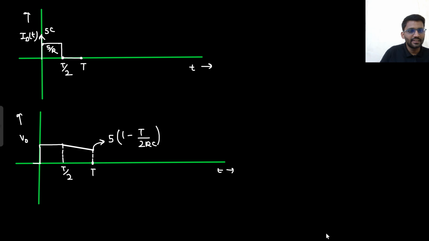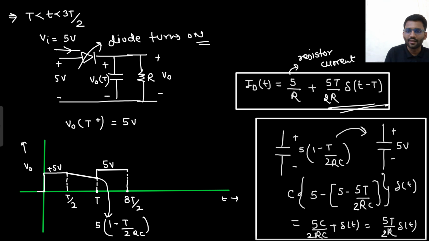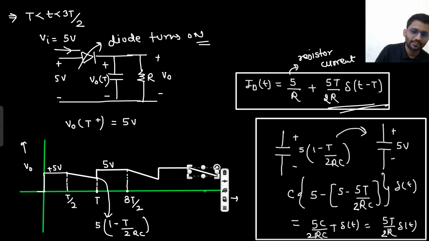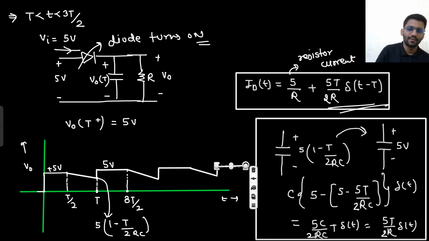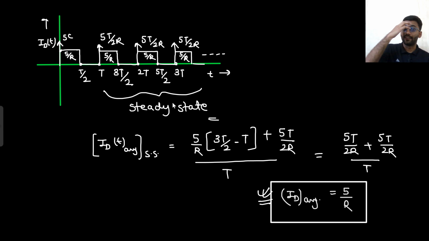Now after this we will see the GATE question which has come in GATE, but before that I should draw the V0 waveform, but this will be the V0 waveform only, no? I hope you can draw it on your own. V0 waveform will keep on repeating like this. Right? So this will be your final V0 waveform, and this will be your final IDT waveform. So from here I go to the average value.